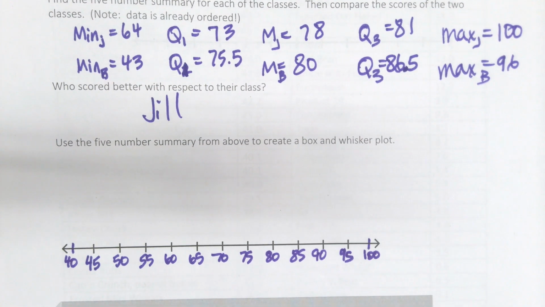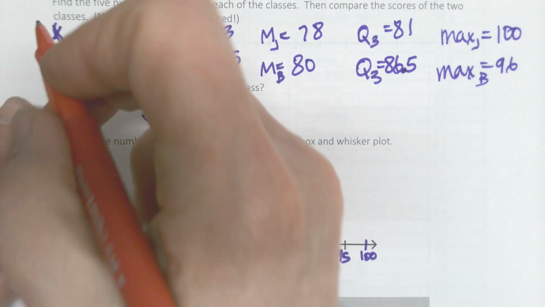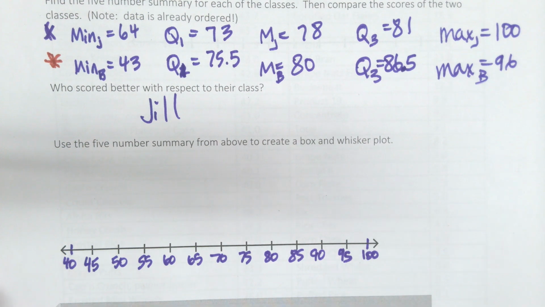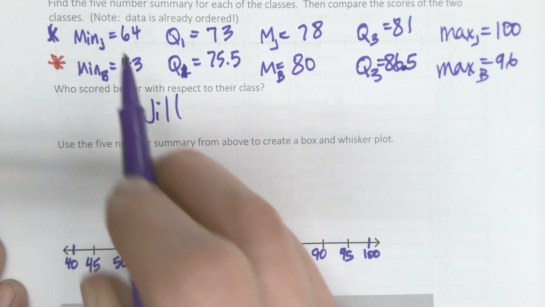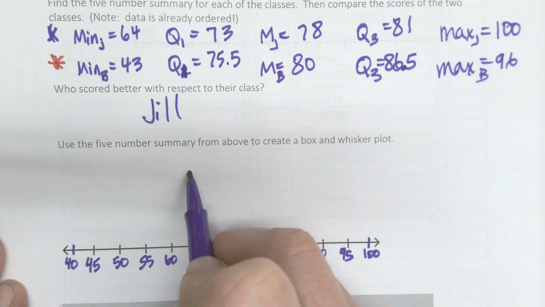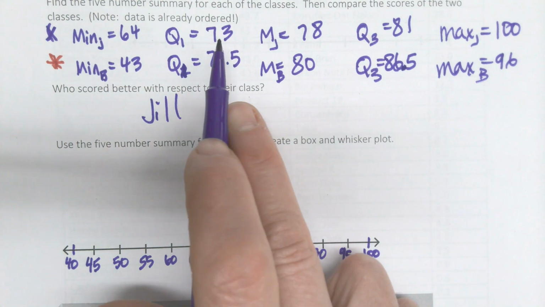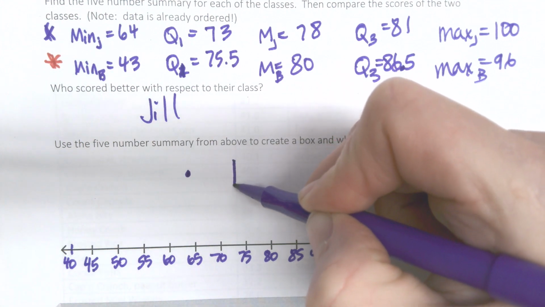Okay, so I'm going to do them in 2 different colors. I should have done that from the beginning. I'll do Jill's in purple, I'll do Bill's in red, and you can see how it puts together. It's a real simple graph to make. So the lowest score is 64, so I go to about 64. I'm going to move up high to put Jill's up here, and I put a dot. Then Q1 is 73, so I approximate Q1. I go there, put a line.